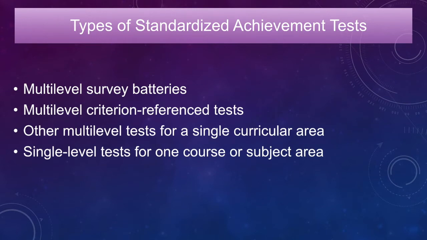While the multi-level tests for a single curricular area tend to be deeper and broader than the survey tests, and they should be used to compare performance in two or more areas. And they're usually not normed on the same population. The single-level test is for one course or subject area. These assess achievement only at one educational level for one course, such as the Algebra 1 test or the 7th grade health test. These are often called end-of-course exams or end-of-course finals, and for most purposes, the teacher-made test for a subject is more appropriate than these.